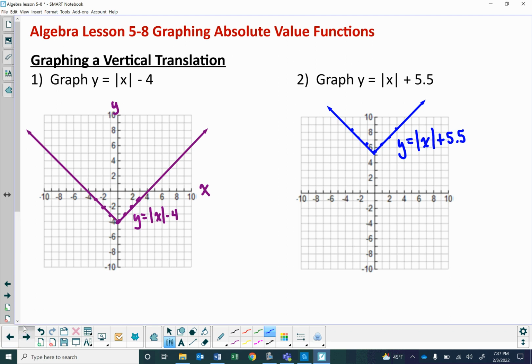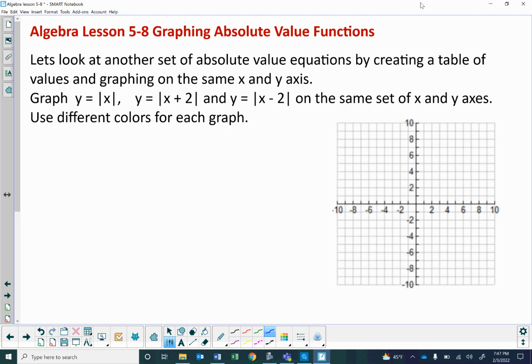Now let's see what happens when we do something slightly different. Let's look at another set of absolute value equations. We're going to create tables of values and graph them on the same x and y axis. My parent function, I already know how to graph that, so I'm going to graph that in red. It starts at the origin, up 1, right 1, up 1, right 1, up 1, right 1, up 1, left 1, up 1, left 1, up 1, left 1.